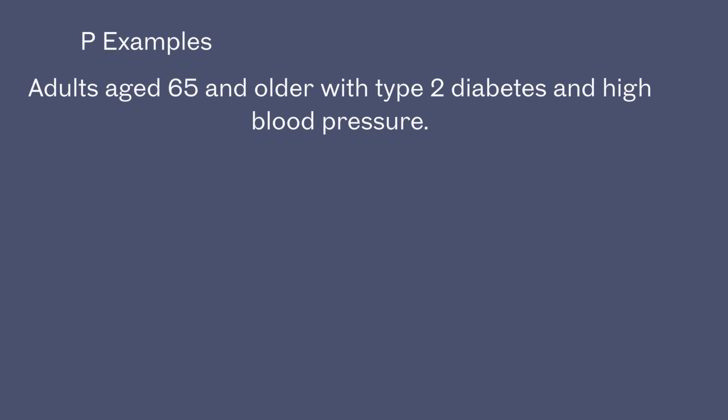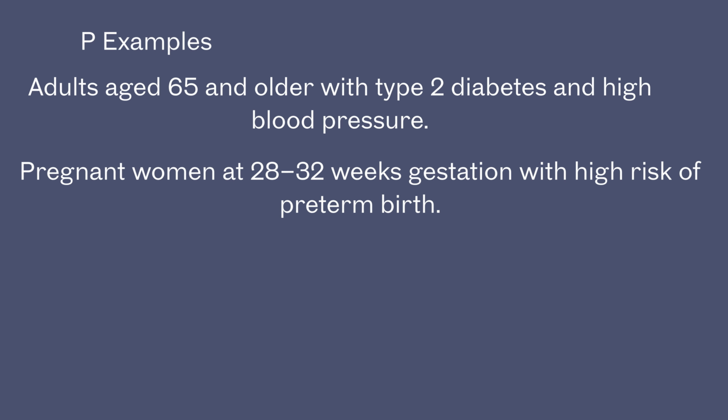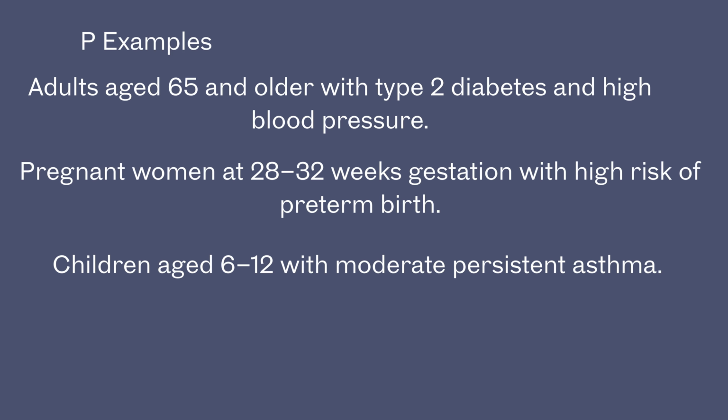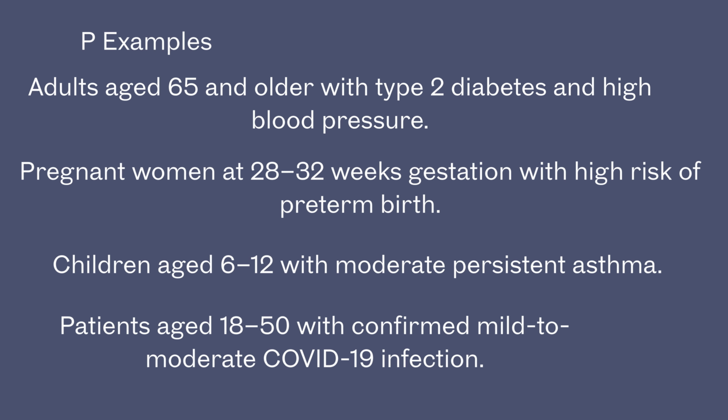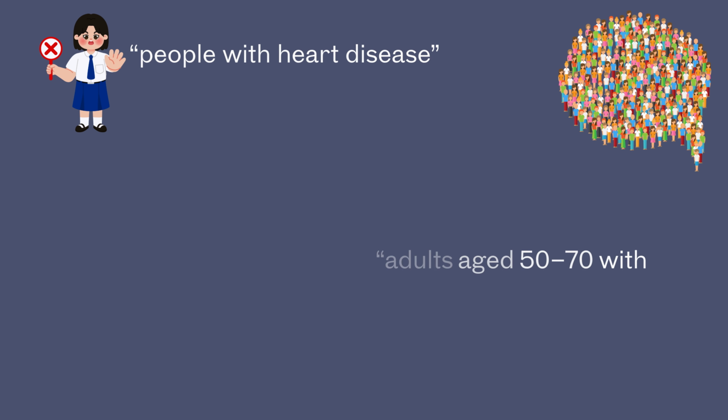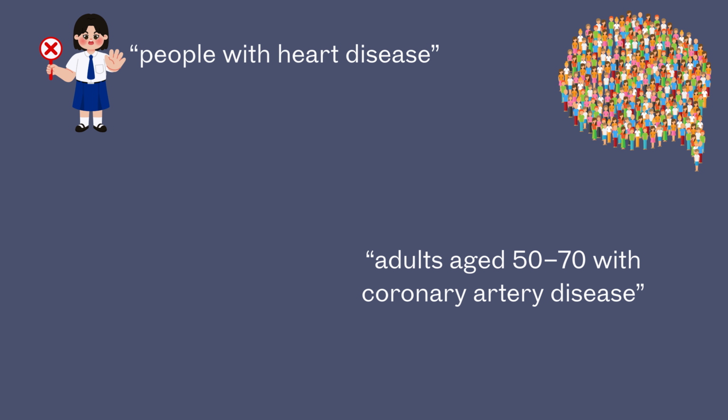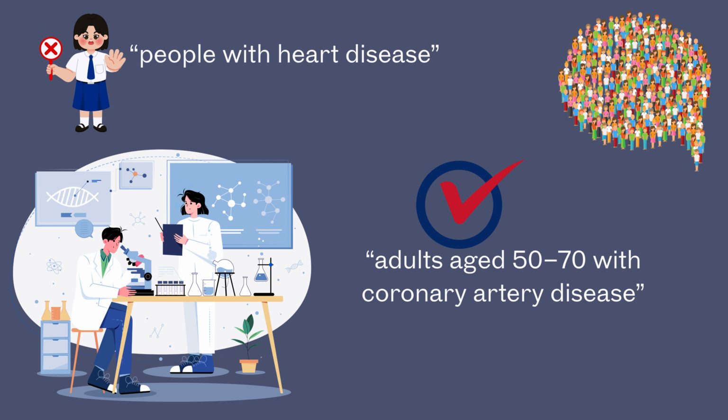For example, adults aged 65 and older with type 2 diabetes and high blood pressure, pregnant women at 28 to 32 weeks gestation with high risk of preterm birth, children aged 6 to 12 with moderate persistent asthma, patients aged 18 to 50 with confirmed mild to moderate COVID-19 infection. A vague population like people with heart disease is too broad. Specificity like adults aged 50 to 70 with coronary artery disease makes research easier to plan, measure, and apply to real patients. This ensures that the study results are accurate and meaningful.